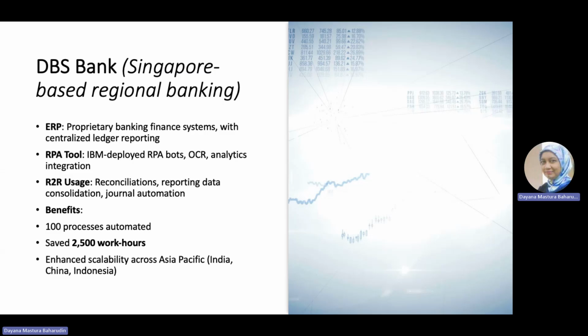IBM deployed RPA bots, OCR. Yeah, OCR already. I guess most people who don't know OCR, after a few of my videos they will know what OCR is, and some would describe it as the robot's eyes. Up to you. Okay. R2R usage: reconciliations, reporting, data consolidation, journal automation. Benefits: 100 processes automated, saving 2,500 work hours, and enhanced scalability across Asia Pacific, India, China, Indonesia.